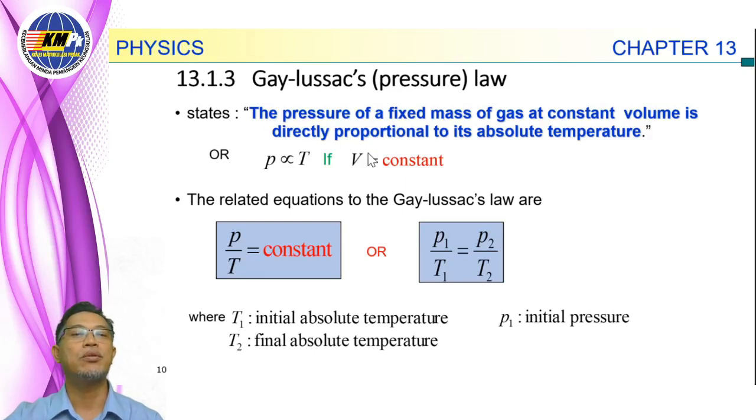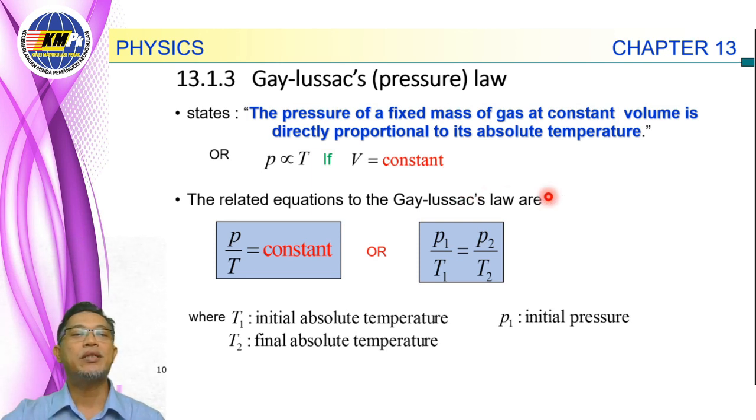Okay, now we go to the third law of the ideal gas law, known as the pressure law or Gay-Lussac's law. The law states that the pressure of a fixed mass of gas at constant volume is directly proportional to its absolute temperature, or we can write it like this: P is directly proportional to T when volume is constant.